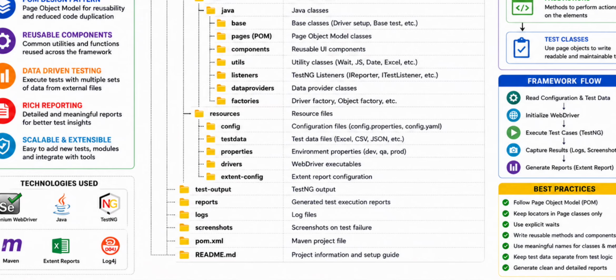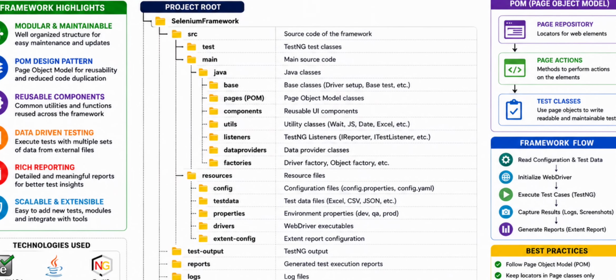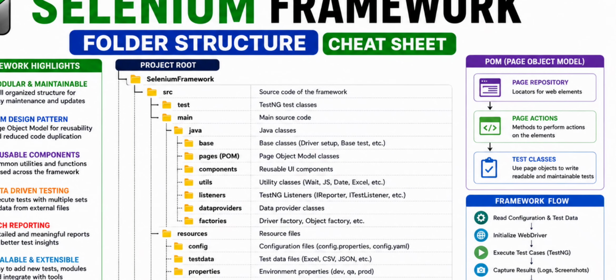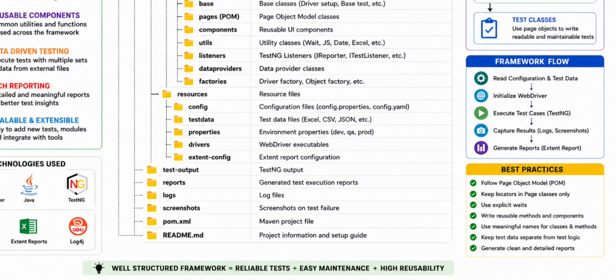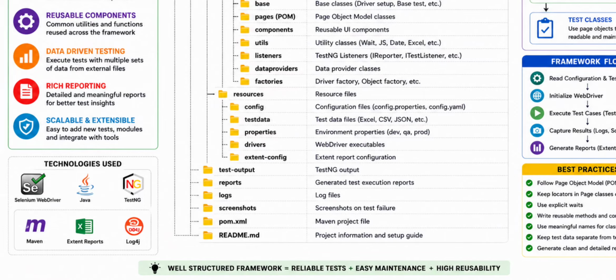And we will have the pom.xml file. It's purely a Maven project configuration file used for managing the dependencies. And then commonly, as in all projects, we'll have the readme.md file, which contains the project information and the setup guide instructions. So this is how the page object model should be implemented, and this is how the framework flow usually works, and these are the best practices to be well versed in while working with a real-time project.